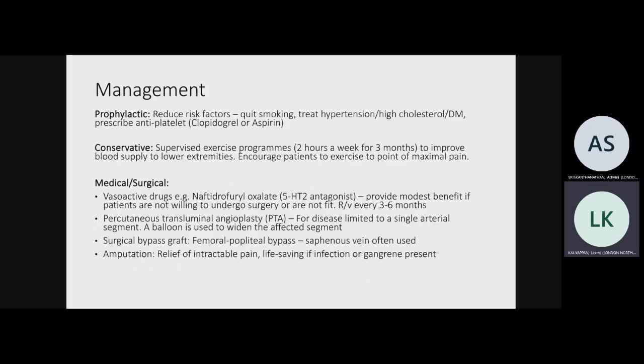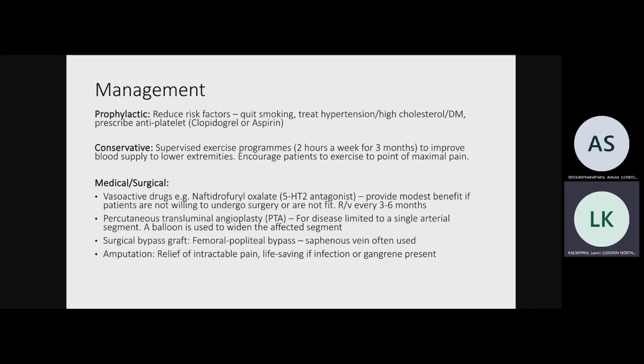So, management of PAD. Prophylactically, again, reduce risk factors. It's all about risk factor management. So quit smoking, treat the blood pressure, the high cholesterol, and the diabetes. And you would also prescribe these patients an antiplatelet. So that can be clopidogrel or aspirin. Conservative management is also supervised exercise programs, where they go for 2 hours a week for 3 months, and that's to improve blood supply whilst also managing their pain, because obviously these patients will to an extent suffer with claudication.